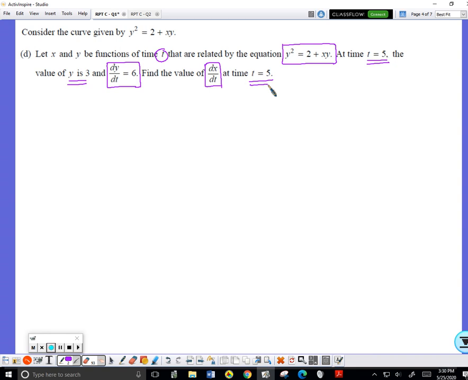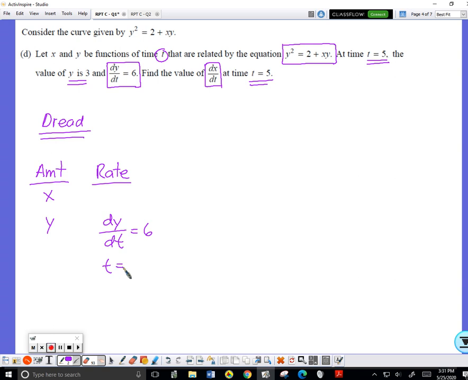So we have our amount and rate thing here. If you're looking at DREAD, you've got our amount. So in this case, the amounts are just the values x and y. We have rates. We have one rate, dy dt. That's given as being 6 when time is equal to 5. The value of y is equal to 3 when time is equal to 5. Supposed to find dx dt at that exact same moment. That's very common for related rate problems, to find what's happening at a given moment in time.